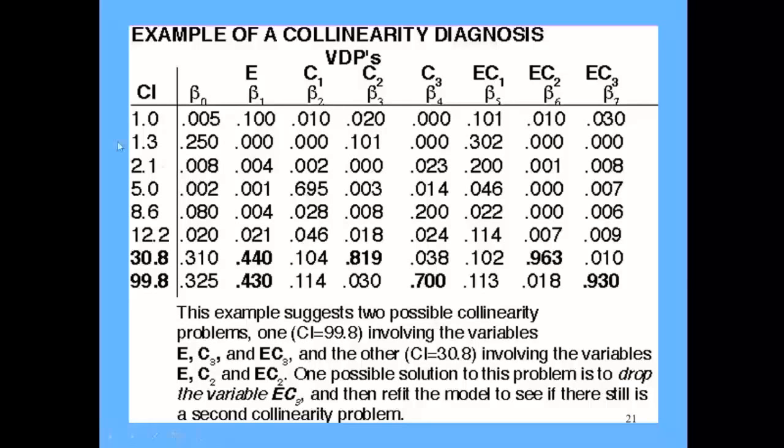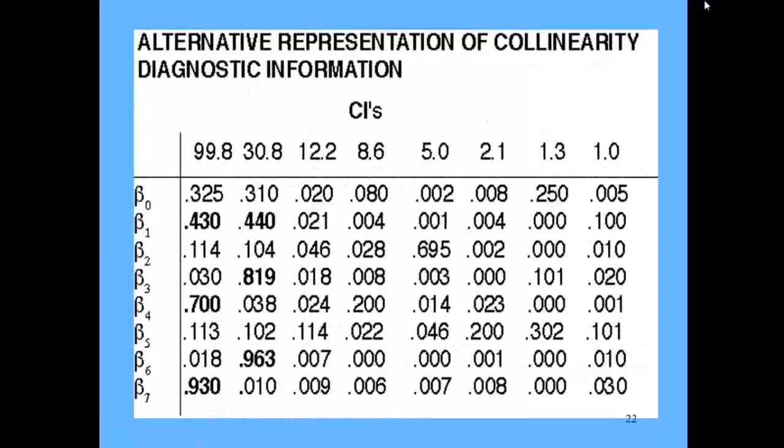So in any case, the way you should be thinking about this is that it suggests there are three variables that have something to do with this collinearity problem. Going up to the top, the three variables are E, C3, and EC3. If you were looking at the mirror image, you'd start with the highest condition index that represents a column, and go down the column to look at the highest VDPs and the corresponding variables.